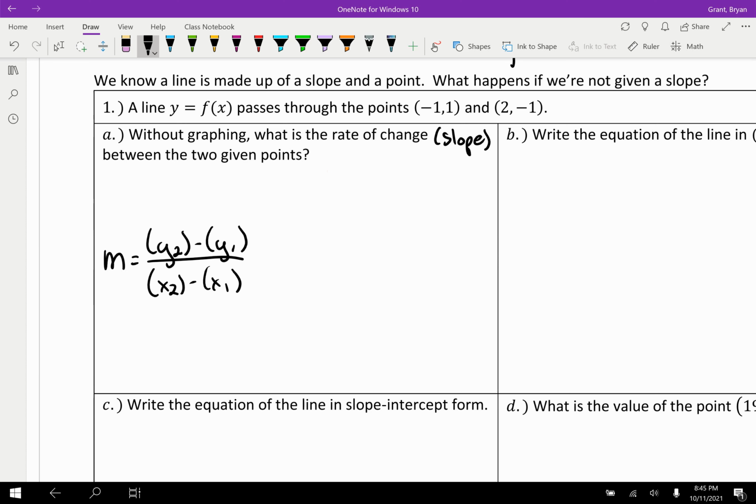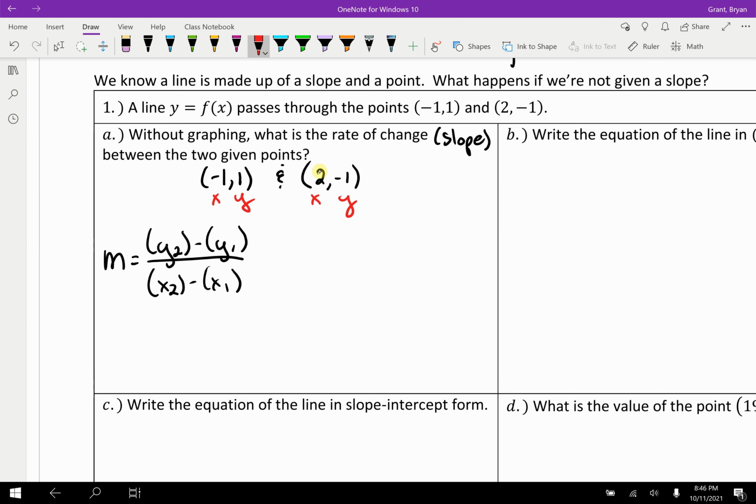Now, how do we do this? Well, we take our 2 points, (negative 1, 1) and also the point (2, negative 1), and we label them. In particular, I always start by labeling them as this is an x, this is a y, this is an x, this is a y. Points always go x, comma y. And then how do we decide which one gets the 1 and the 2? It doesn't matter. Just be consistent.